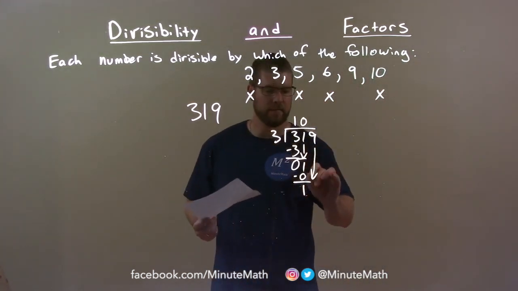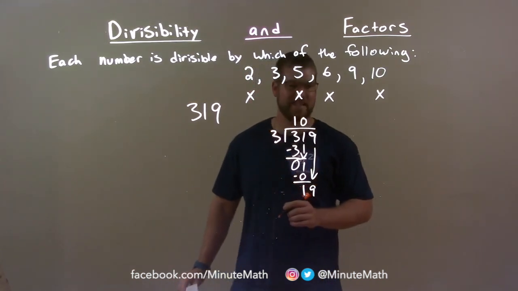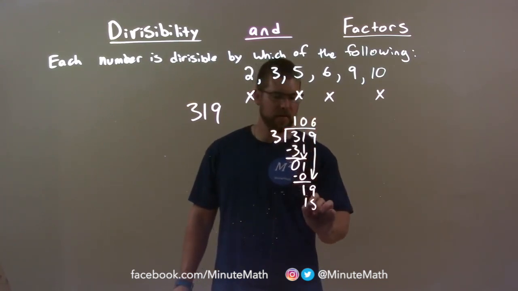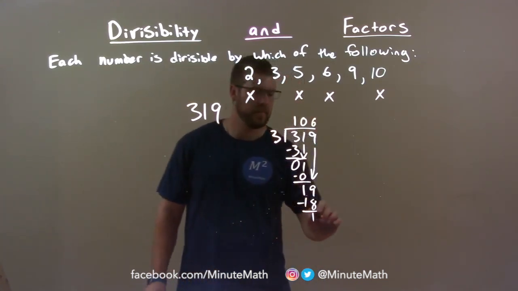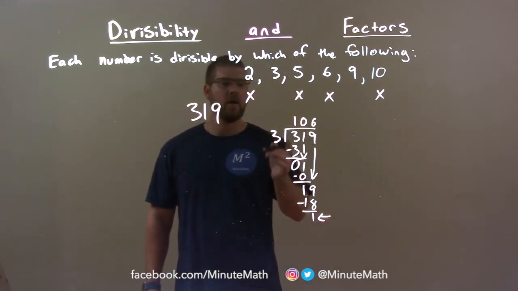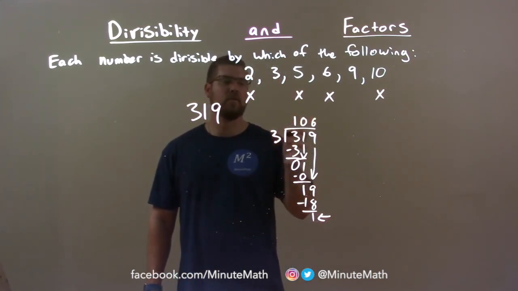Bring down the 9. Does 3 go into 19? Well, no, not evenly. 6. 6 times 3 is 18. Subtract the 2, and we get a 1. Since we have a remainder of 1 right there, 3 does not go in evenly to 319.